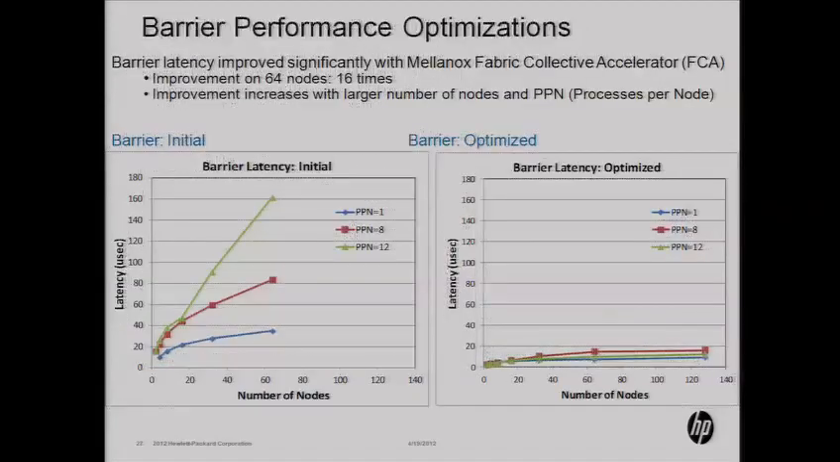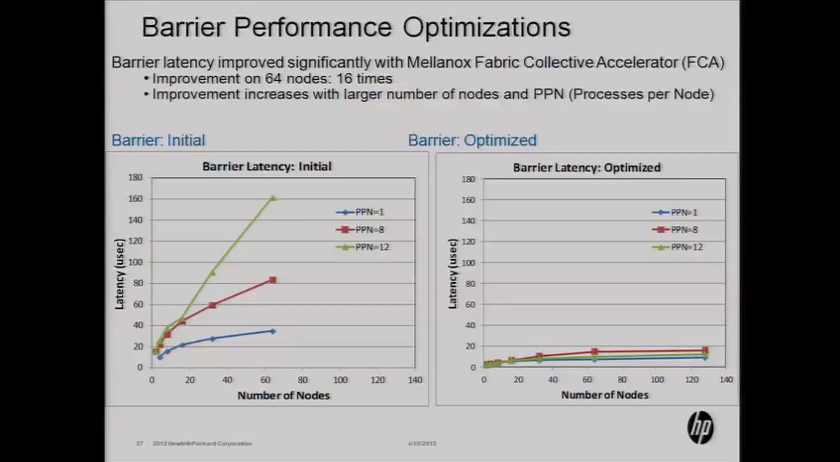This is a barrier. Barrier is a collective operation. It's a synchronization. We saw a big improvement of barrier. This was employing FCA. On 64 nodes, we saw about a 16x improvement. This is before employing it. You can see that a PPN even of 1 is almost 40 microseconds at 60 nodes.